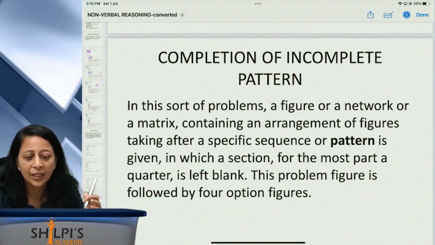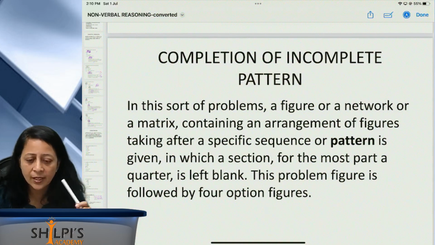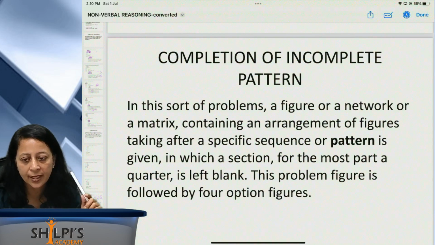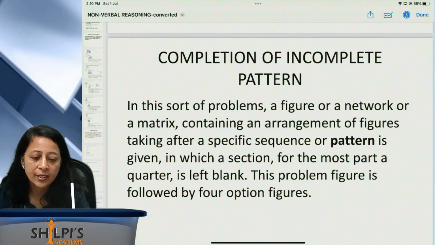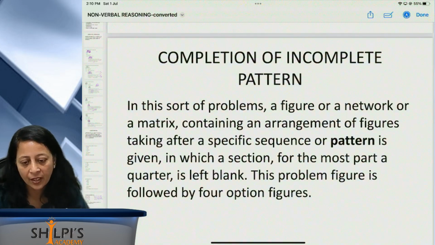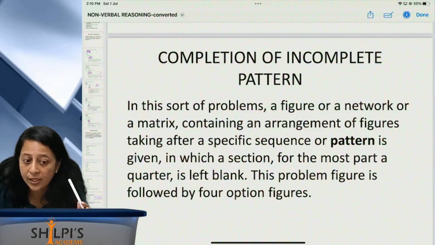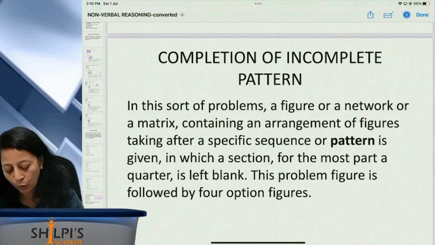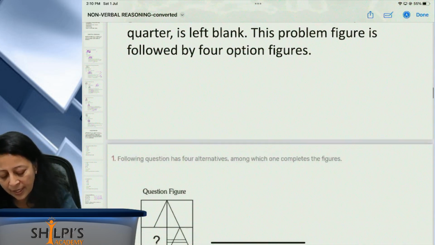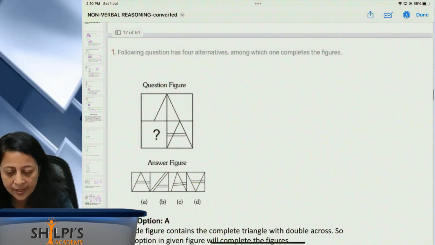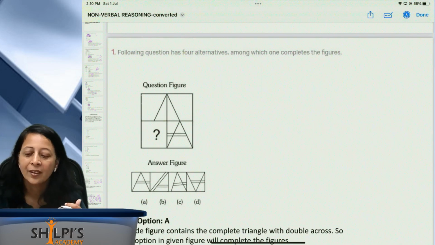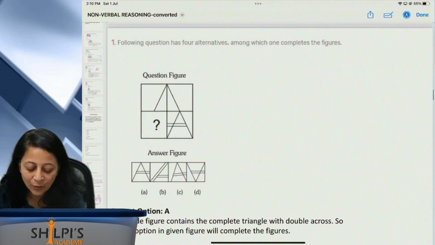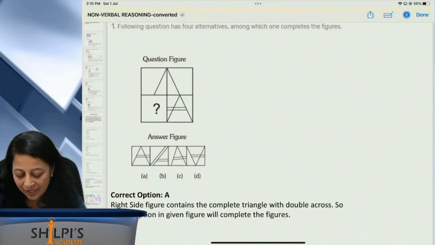Now, completion of the incomplete pattern. In this sort of problem, a figure or a network or a matrix containing an arrangement of figures following a specific sequence or pattern is given, in which a section, for the most part a quarter, is left blank. This problem figure is followed by 4 option figures. So it has an incomplete pattern. Let us see it. This is easy compared to finding out the number of triangles, of course. The following questions have 4 alternatives, among which one completes the figure.